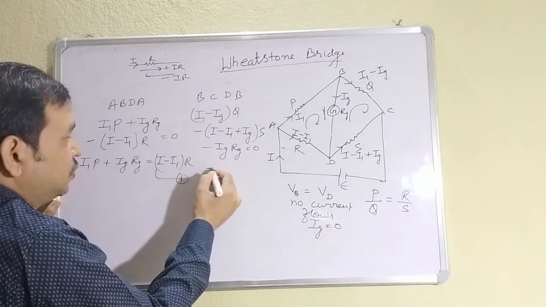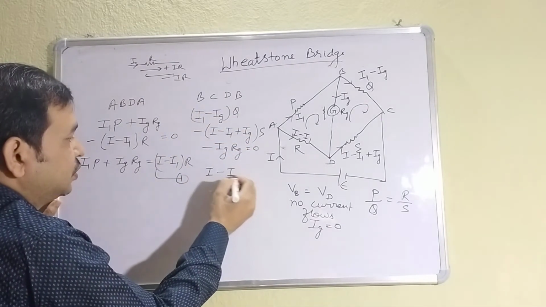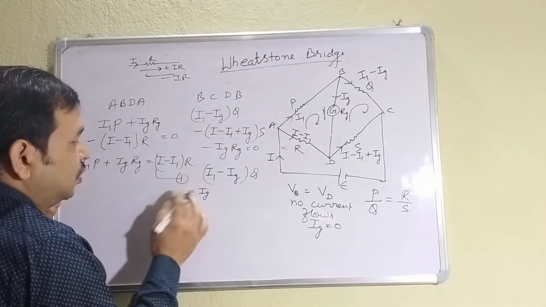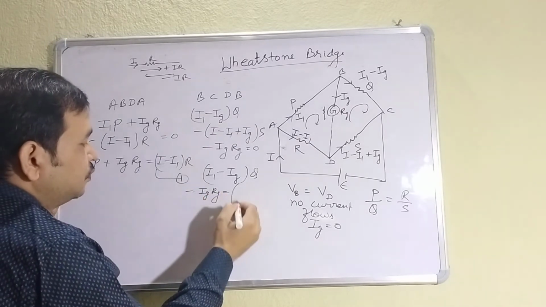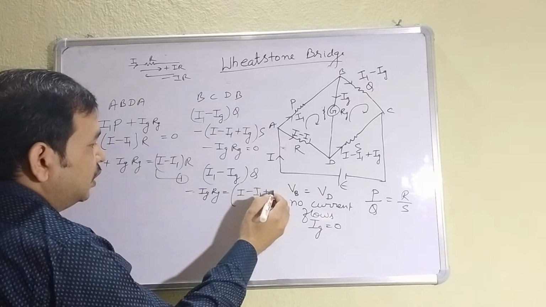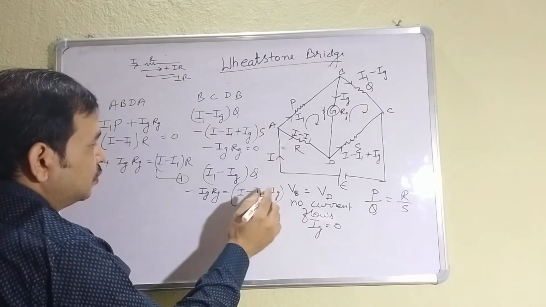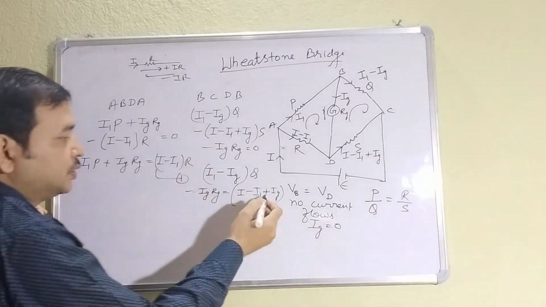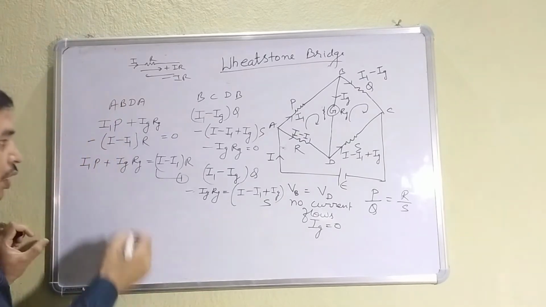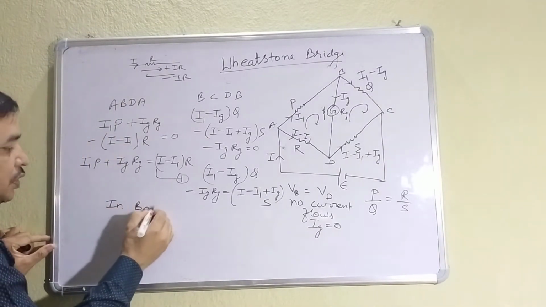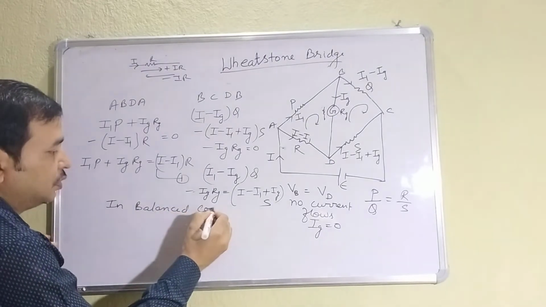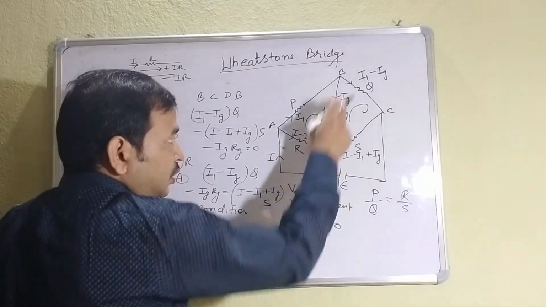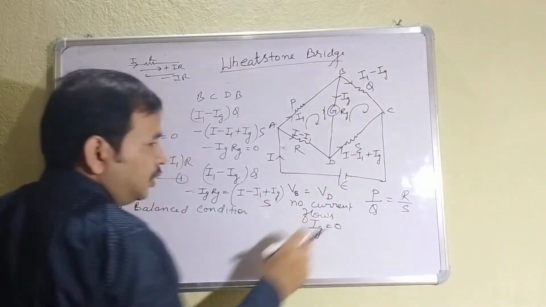Okay. So this equation can be written as (I1 minus Ig) into Q plus IgRg is equal to (I minus I1 plus Ig) into S. This minus will go to the other side, and on the right side it will become plus. Now in balance condition, what will this equation become? Balance condition I have already told you: the potential of these 2 points becomes equal, which means there will be no current in this branch, Ig will be 0.